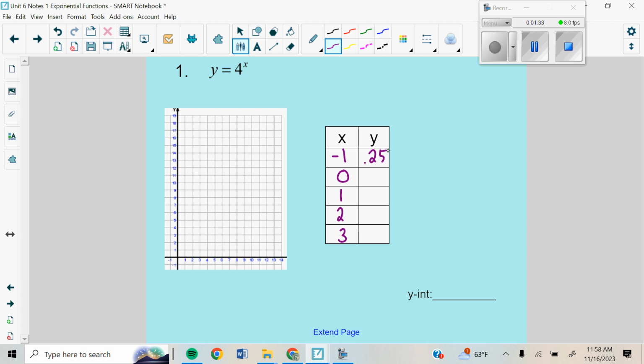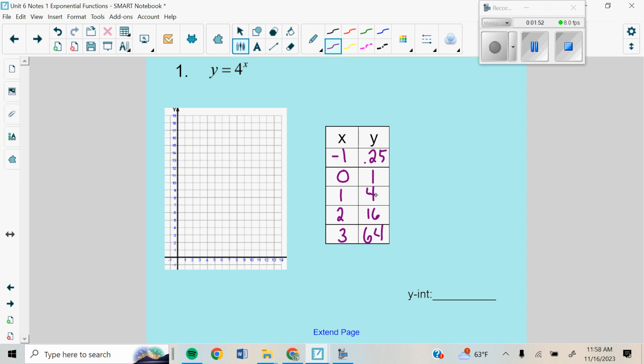4 to the 0, anything to the 0, guys, is 1. 4 to the first is 4. 4 squared gives us 16. And then 4 to the third is going to give us 64. Now, obviously, we're not going to be able to graph all of these, but we're going to do our best.